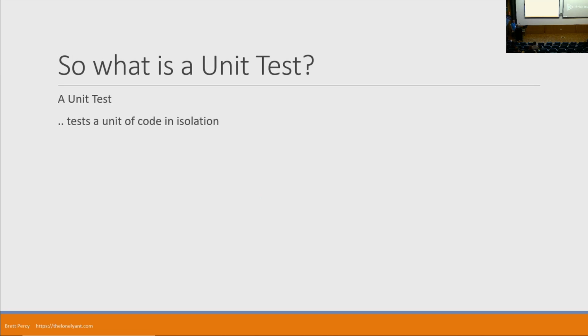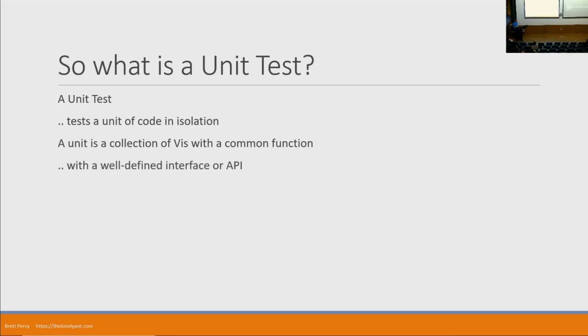So what is a unit test? A unit test tests a unit of code in isolation. A unit is a collection of VIs with a common function. It could be a class, a library, just a group of VIs. Most importantly, it has a well-defined API of some kind, so that there's a clear boundary between code that the public talks to and code that's inside of the object that you're not supposed to fiddle with.